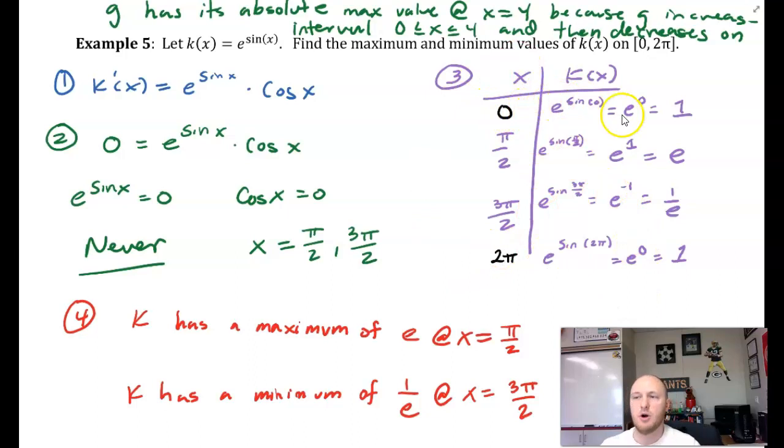If we plug these into our original function k of x, k of 0 gives us 1, k of pi over 2 gives us e, k of 3 pi over 2 gives us 1 over e, and k of 2 pi gives us 1. So our absolute maximum is e, approximately 2.7, at x equals pi over 2. And then k has an absolute minimum of 1 over e, 1 divided by 2.7, and that occurs at x equals 3 pi over 2.